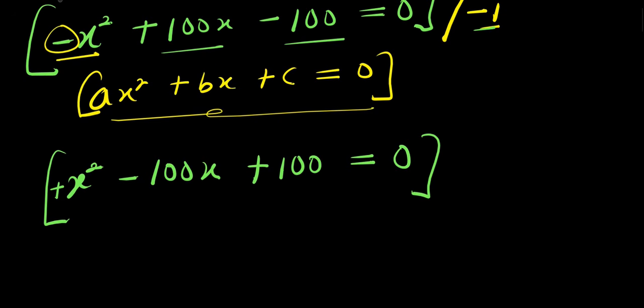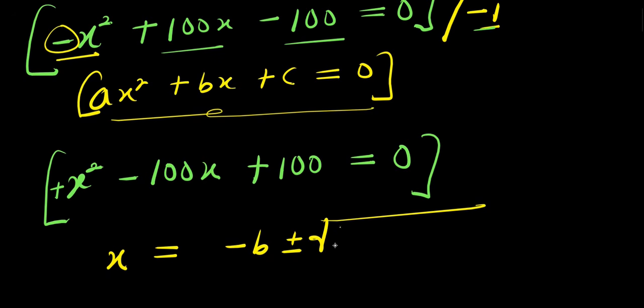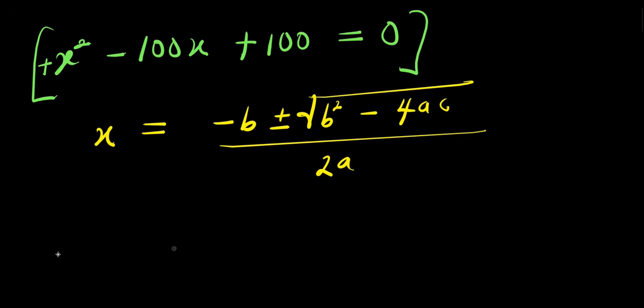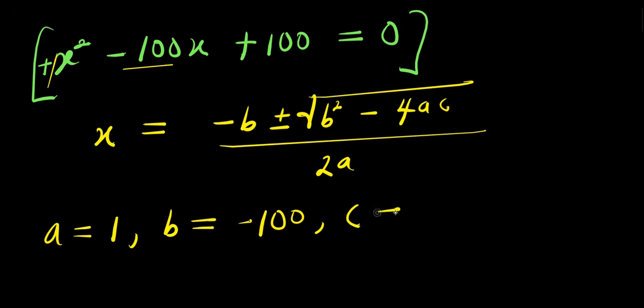We write the formula. That is, we have x equals -b plus or minus square root of b squared minus 4 times ac, divided by 2 times a. From here, a equals the coefficient of x squared here, which is +1. b equals this is -100, the coefficient of x. And c equals this is 100, the constant.